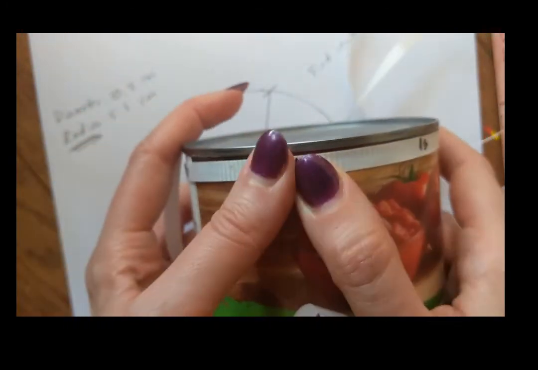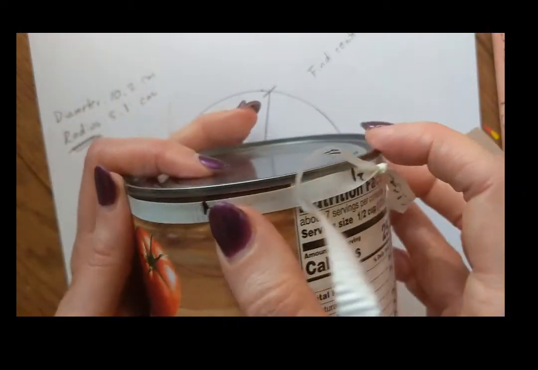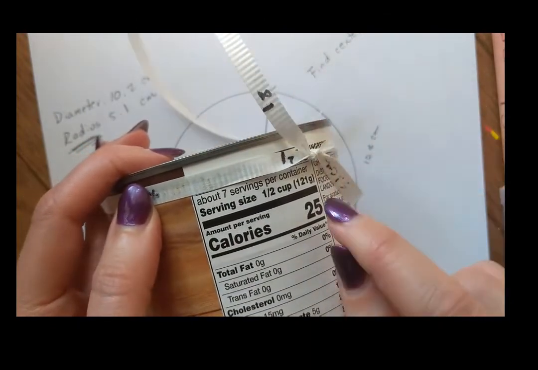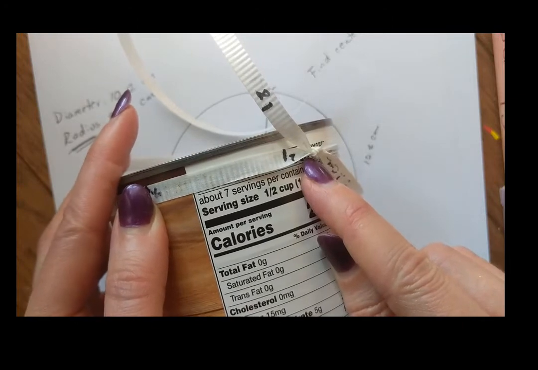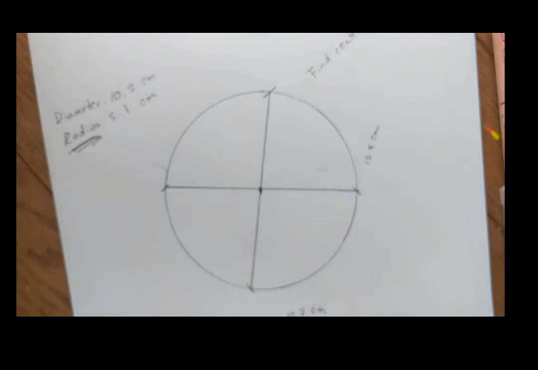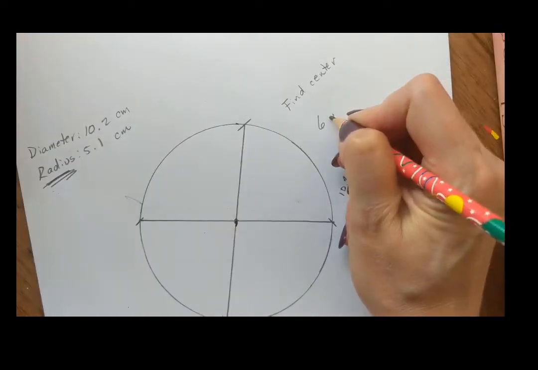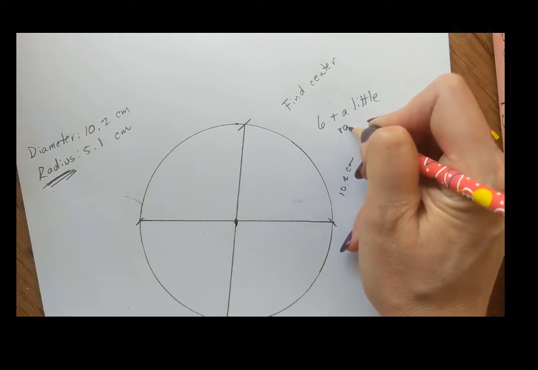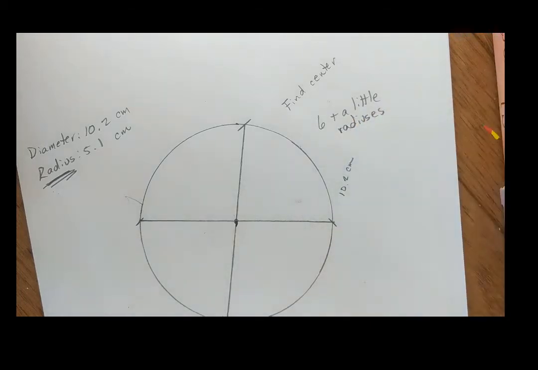2, 3. I really wish this were tighter, but that's okay. 4, 5, and do y'all see that? There's 6 and a little bit is what I have. So this around the outside, this is 6 plus a little bit radiuses.